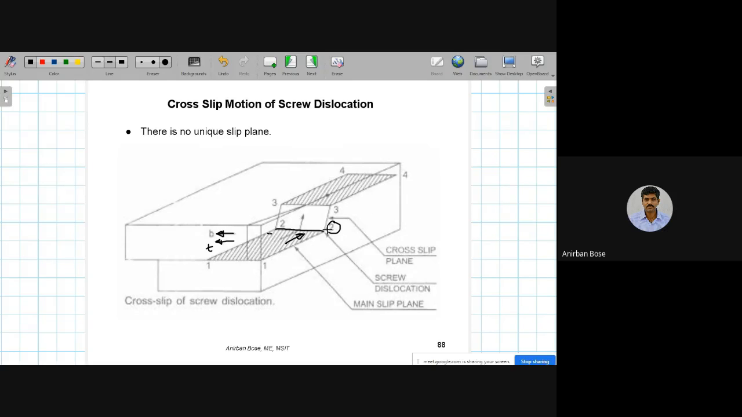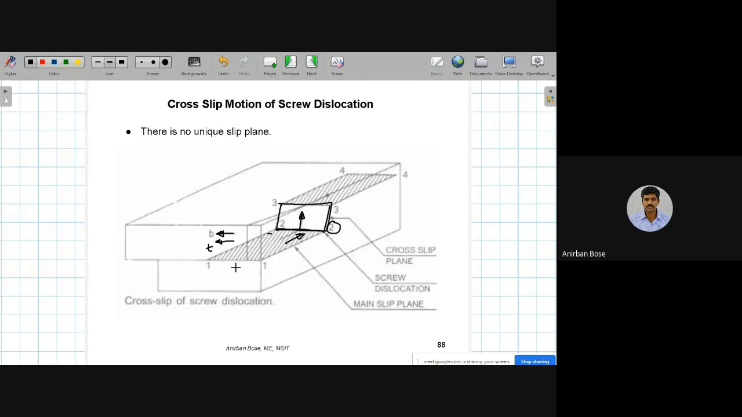So what happens in this case? In the case of a screw dislocation, it simply changes its plane from this plane to this plane, as you can see, because that plane is also a slip plane. You know that any plane drawn through B and T is basically a slip plane, and we can draw an infinite number of planes. So just to avoid the obstacle, it moves in this direction, provided it is in the same family of plane in which it is moving.